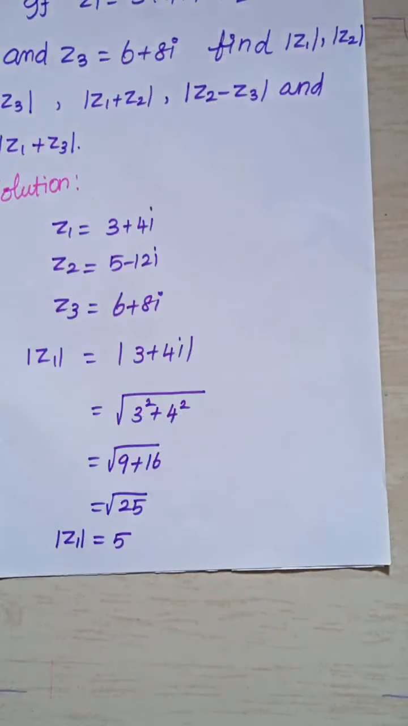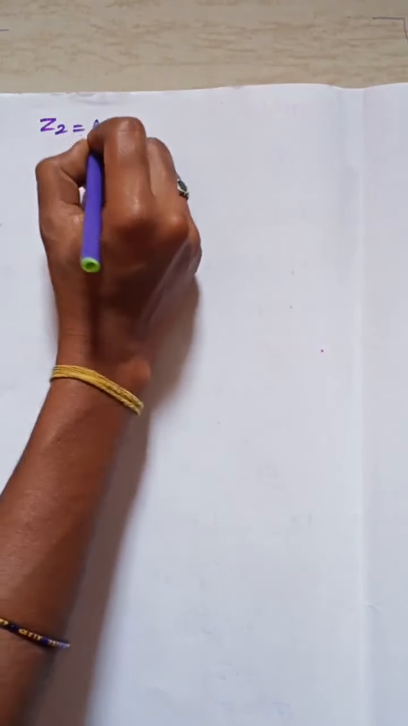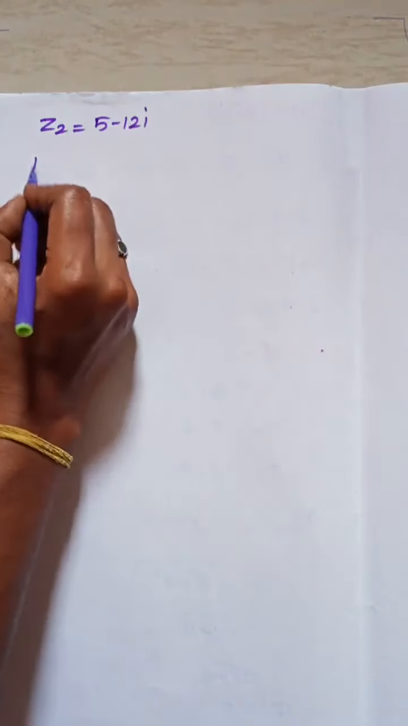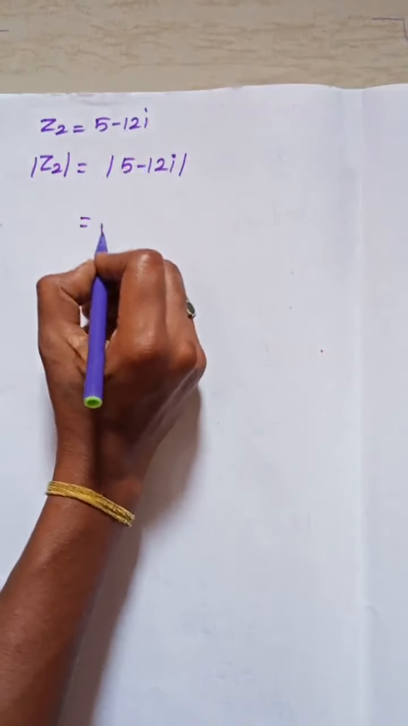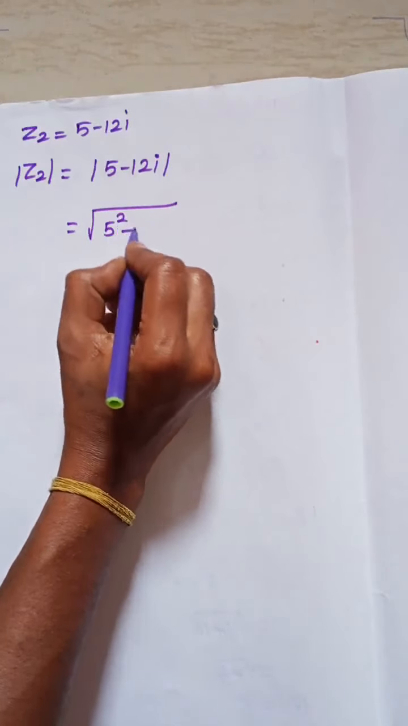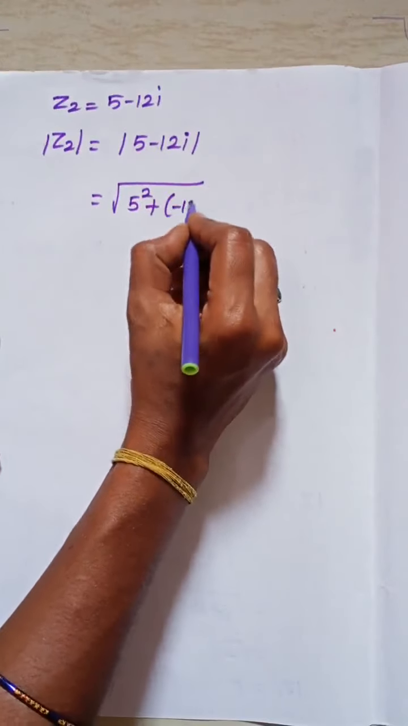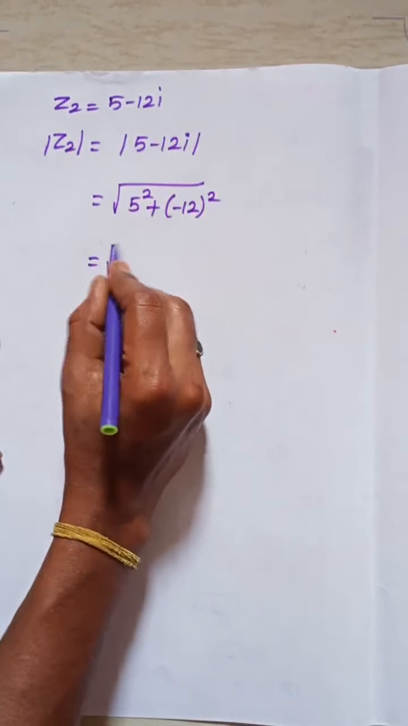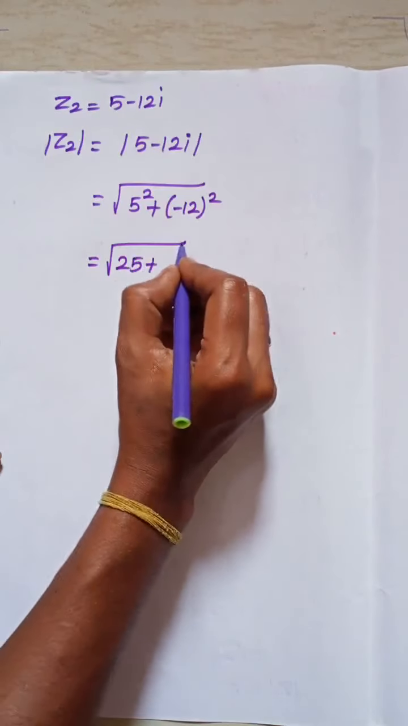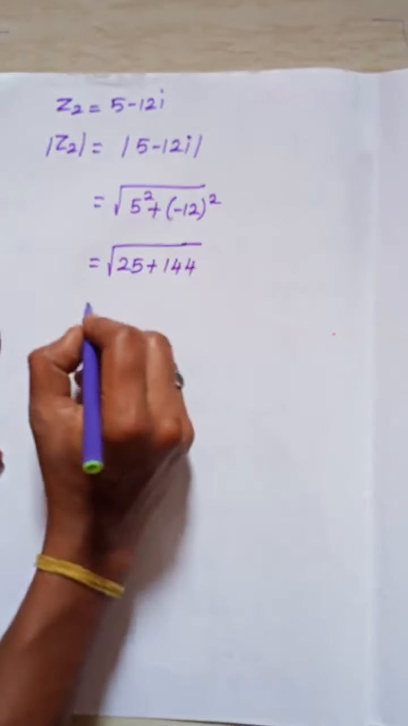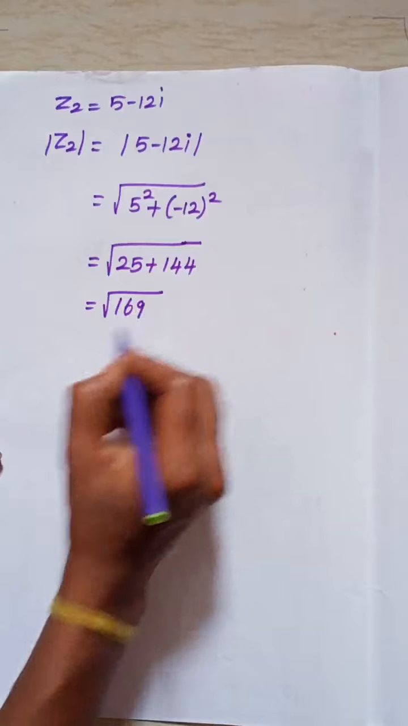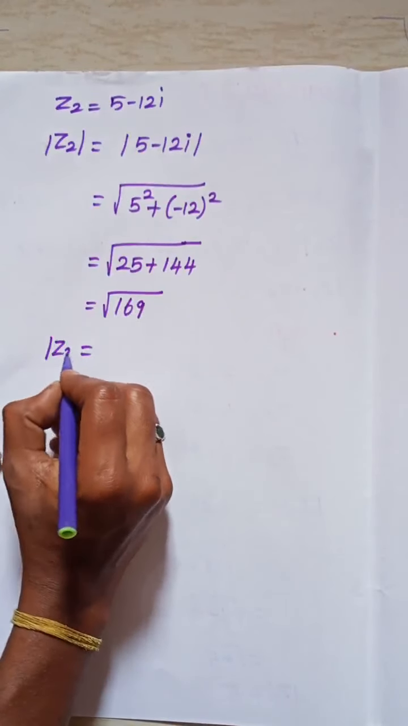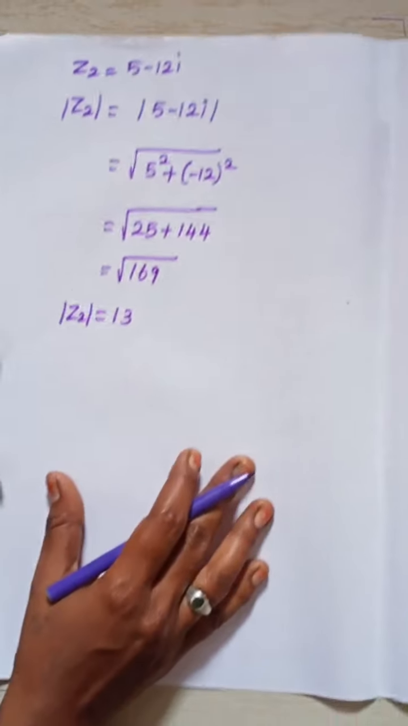Next, find the modulus of z2. So z2 is equal to 5 minus 12i. So modulus of z2 equals modulus 5 minus 12i. So taking the square root of 5 squared plus, here the imaginary part is minus 12, so minus 12 squared. 5 squared is 25, 12 squared is 144, which is equal to square root of 144 plus 25. Yeah, 169. Square root of 169 is 13. So modulus of z2 equals 13.